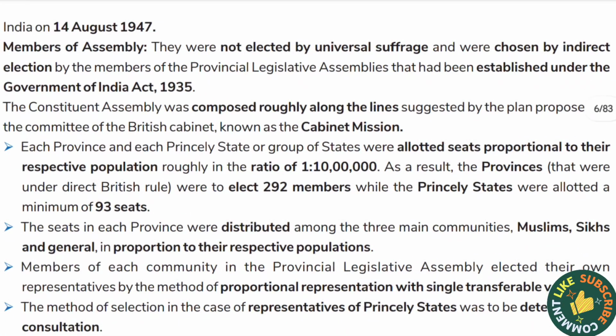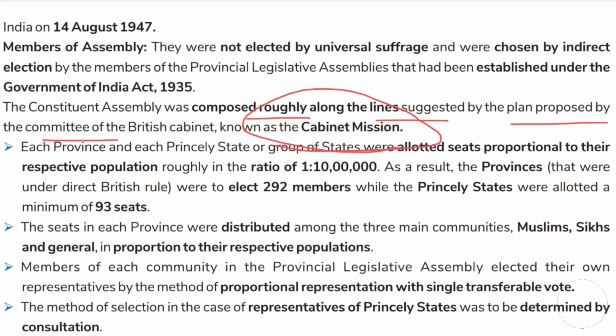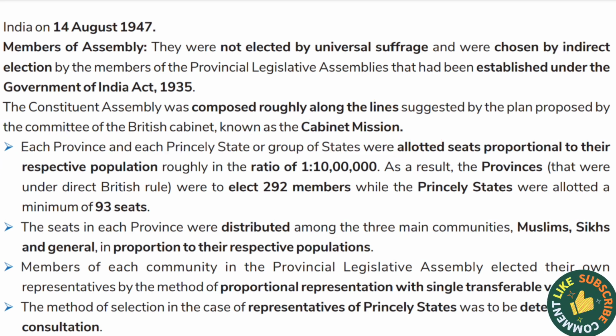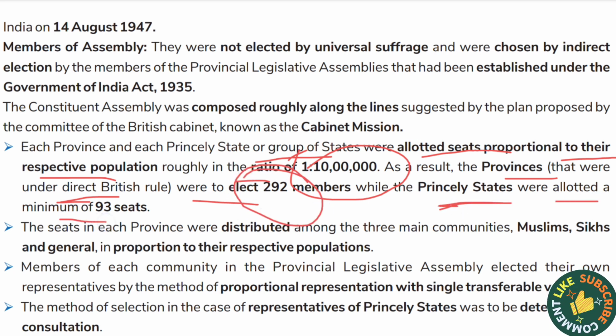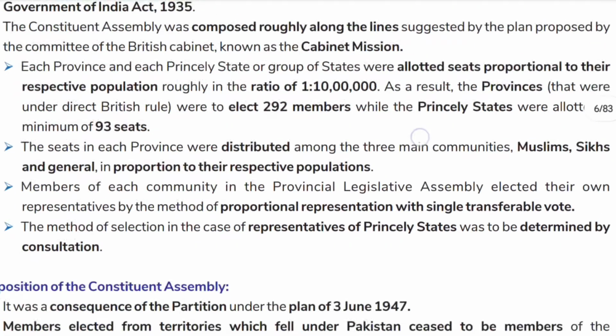The Constituent Assembly was composed roughly along the lines suggested by the plan proposed by the Committee of the British Cabinet, known as the Cabinet Mission. Each province and each princely state or group of states were allotted seats proportional to their respective population, roughly in the ratio of one seat to one lakh. As a result, the provinces that were under direct British rule elected 292 members, while the princely states were allotted a minimum of only 93 seats.